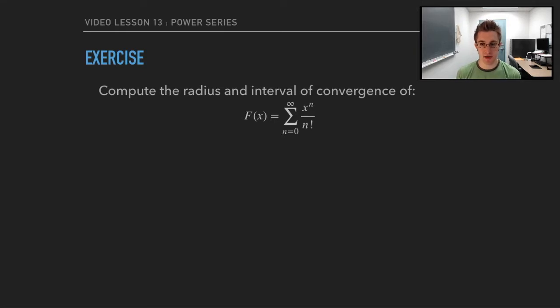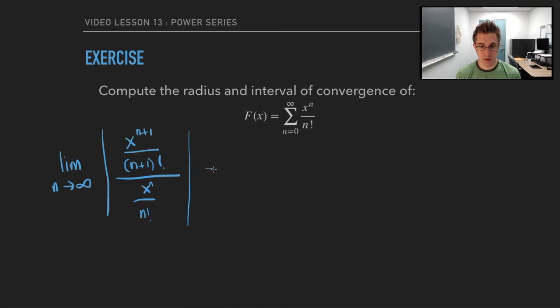Here's another example with a slightly different series, the sum of x to the n over n factorial. Let's do the same thing. So I do the ratio test, meaning I'm going to take the limit as n goes to infinity of the absolute value of the n plus first term, so x to the n plus 1 over n plus 1 factorial, divided by x to the n over n factorial. All right, let's simplify this. I get the limit, and x to the n plus 1 divided by x to the n is x. N plus 1 factorial divided by n factorial, remember that's just n plus 1, because n plus 1 factorial is n plus 1 times n factorial.